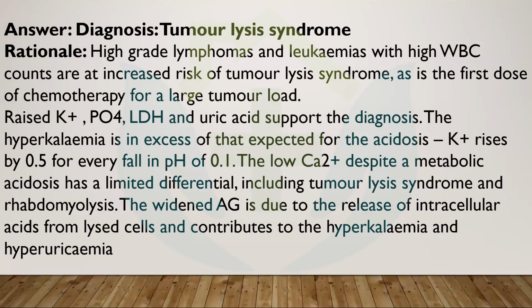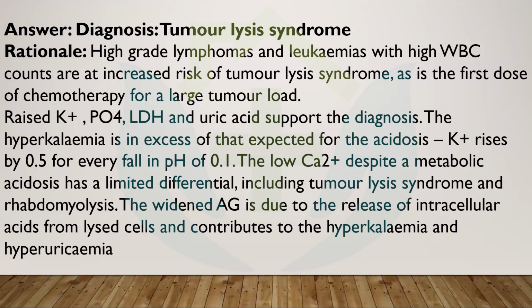High-grade lymphoma, leukemia with high WBC count, with increased risk of tumor lysis syndrome. So what we have seen in this is raised potassium, phosphorus, LDH, uric acid supporting the diagnosis. The hyperkalemia is in excess of what is expected for the acidosis. Potassium rises by 0.5 for every fall in pH of 0.1. Low calcium despite a metabolic acidosis has a limited differential including tumor lysis syndrome and rhabdomyolysis.